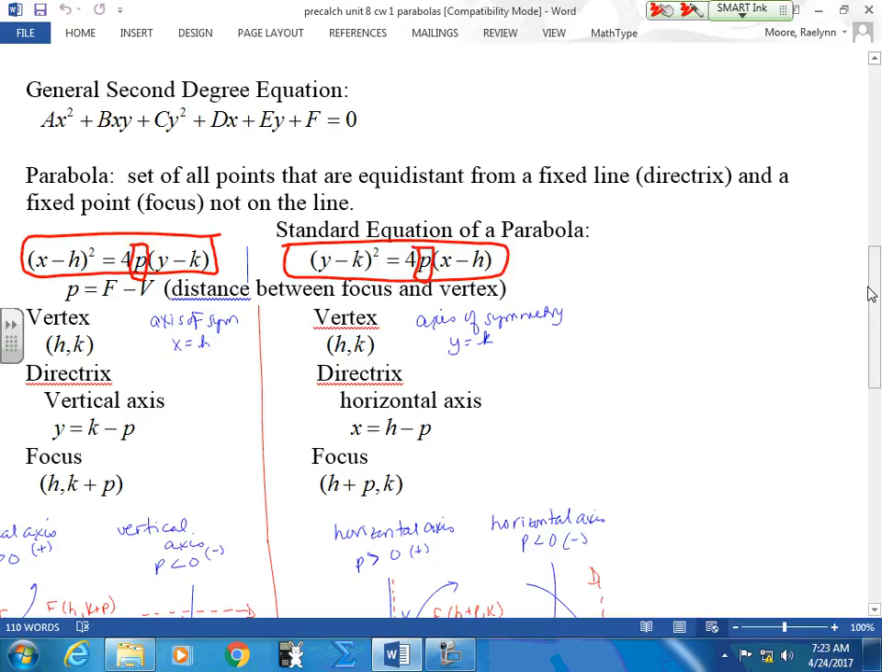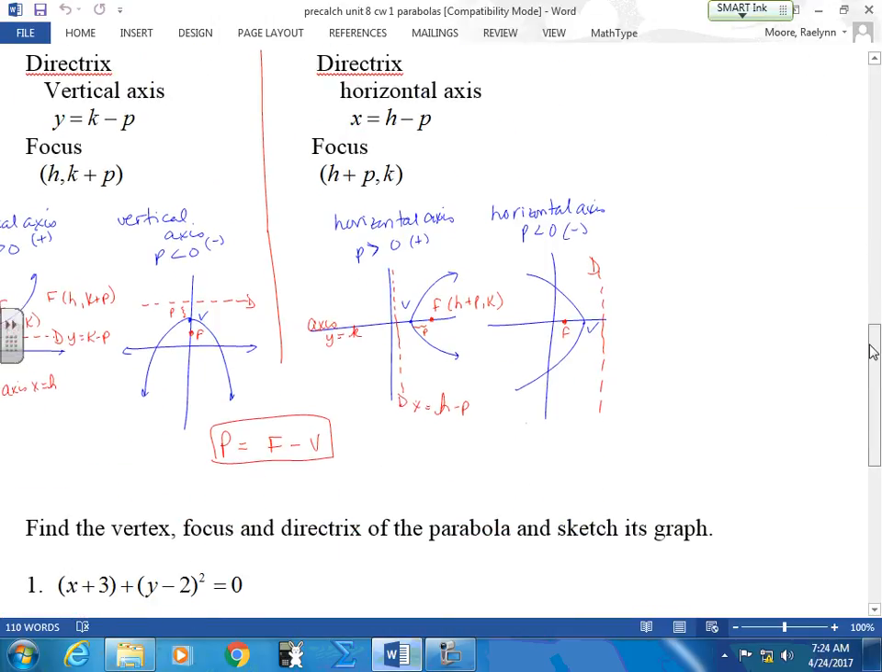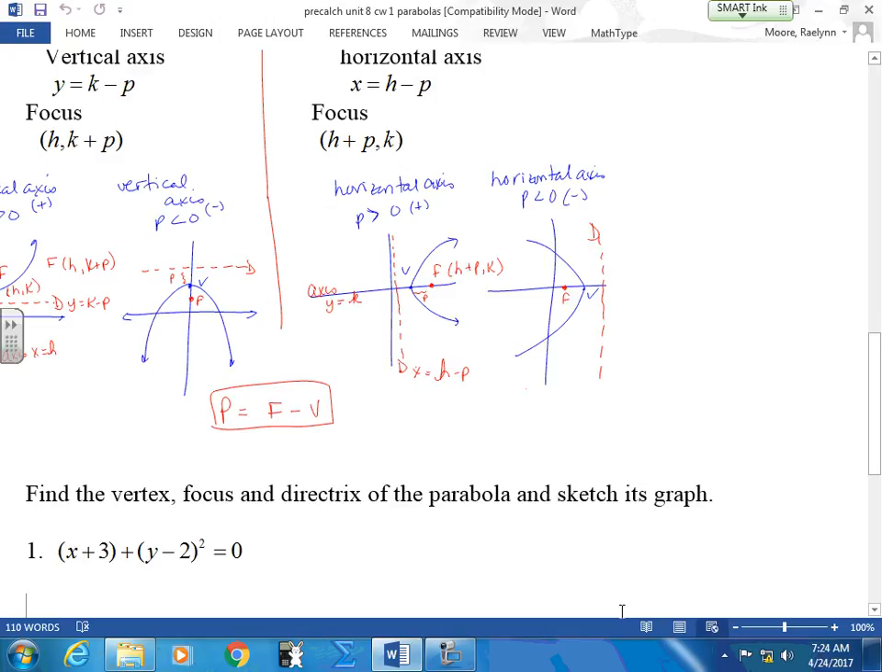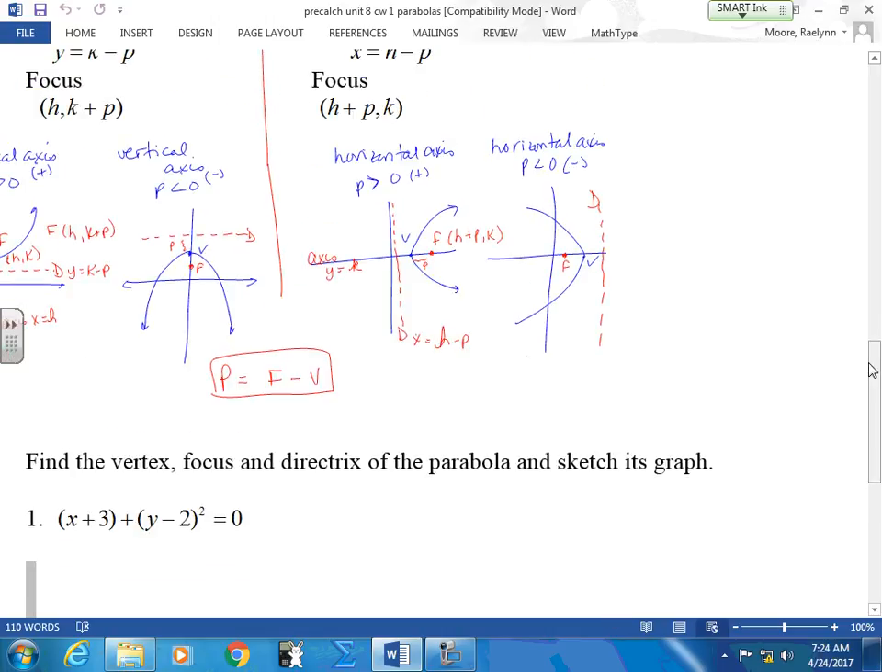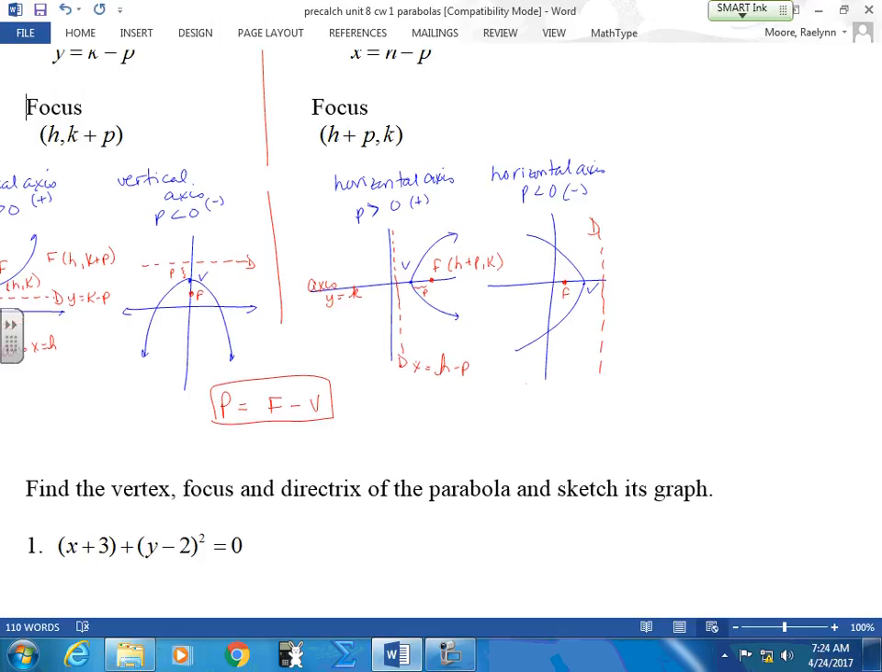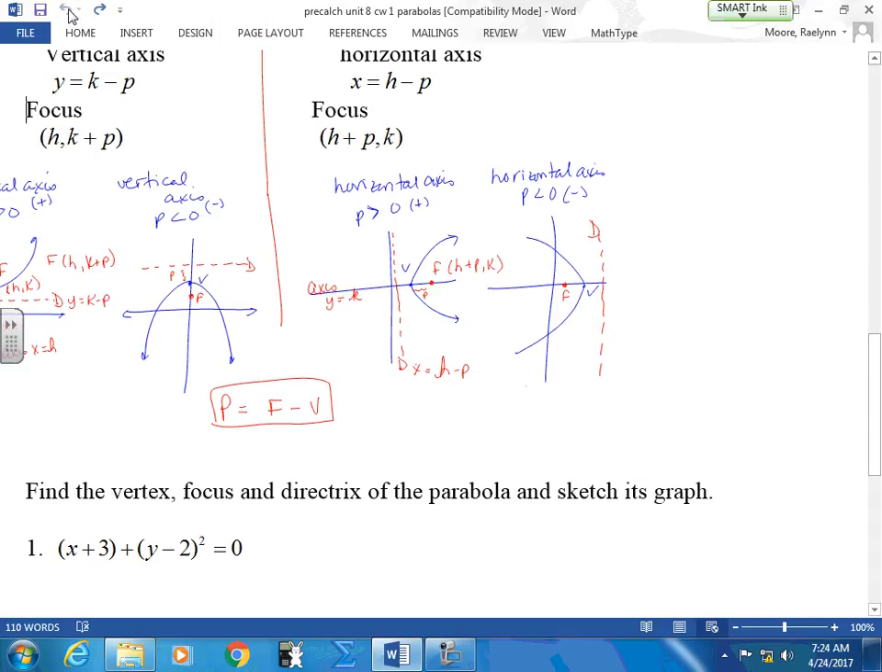Basically, I can't move this all at the same time, but this is what we're looking at. And I can't move this over. I don't know why. I can't move it over, but you have it on yours, right?